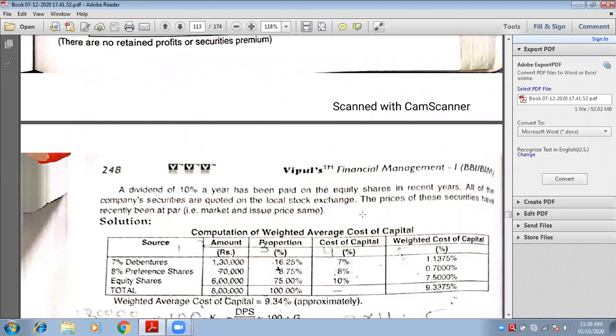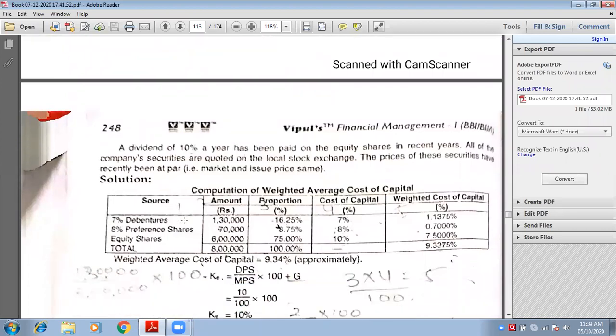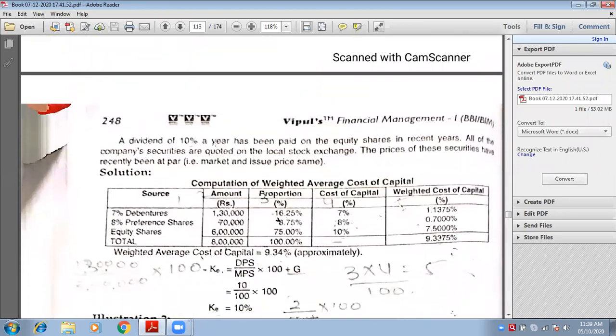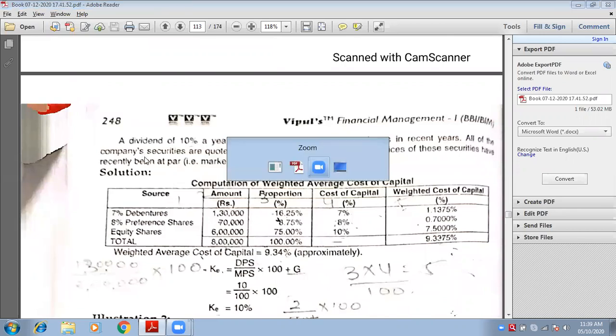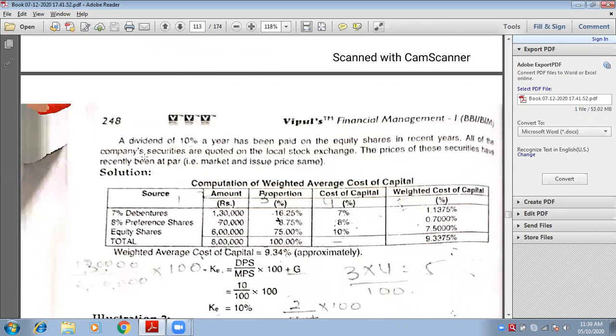Okay. All of the company's securities are quoted on the local stock exchange. The prices of these securities have recently been at par. Par means market value and face value are the same. Okay. Now let's start with the solution. First we need to see how the format is.